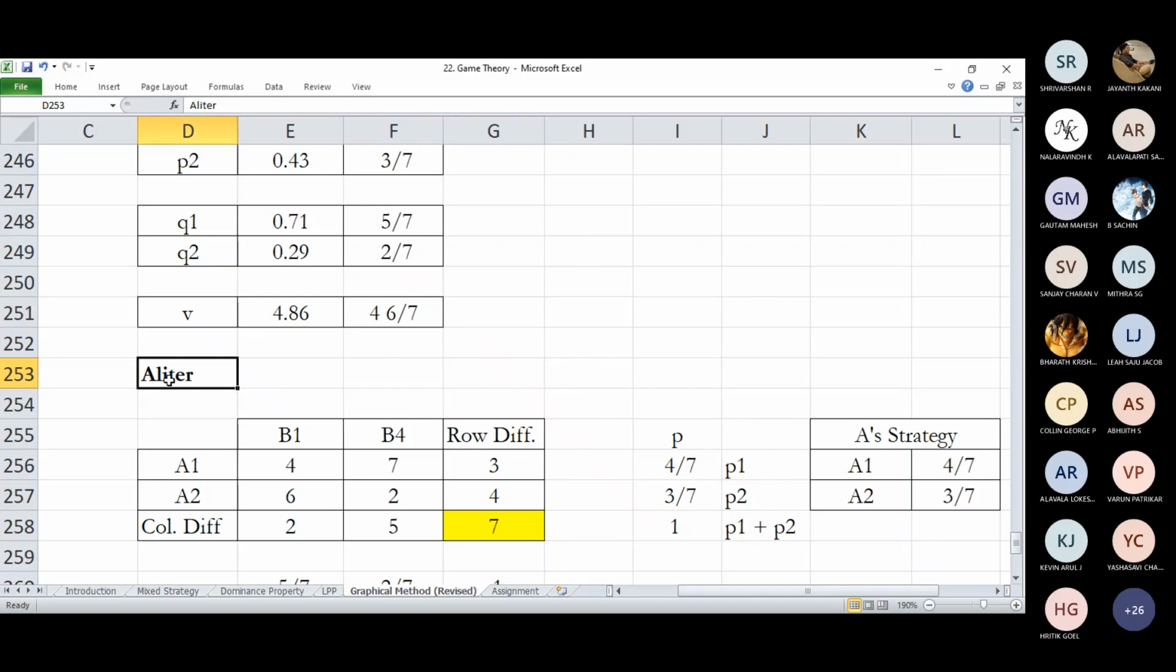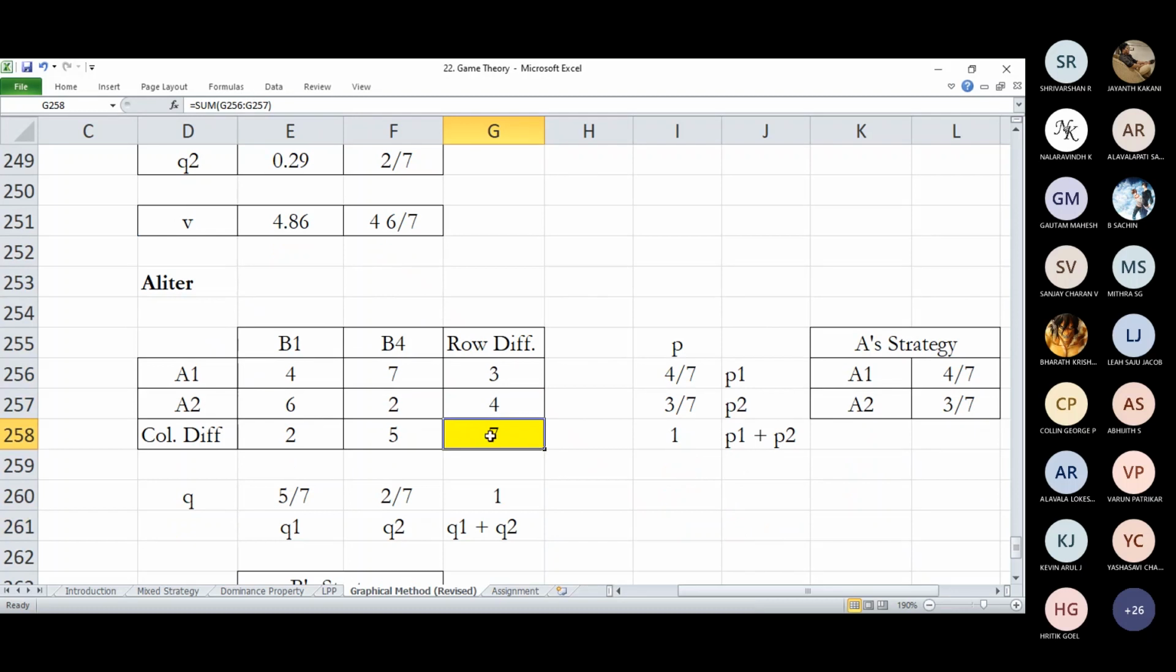The other method we talked about in the previous class is that, like B1 and B2, A1 and A2, 4, 6, 7, 2, and the absolute difference is 3, and the absolute difference is 4, and the absolute difference of column 1 is 2, and the absolute difference of column 2 is 5. Both add up to 7, and these column-wise and row-wise differences add up to 7. So this is a very interesting thing. So this will be our overall value. To convert this into a fraction, we'll divide 4, the other number, by 7. To convert this into a fraction, we take 3 divided by 7.